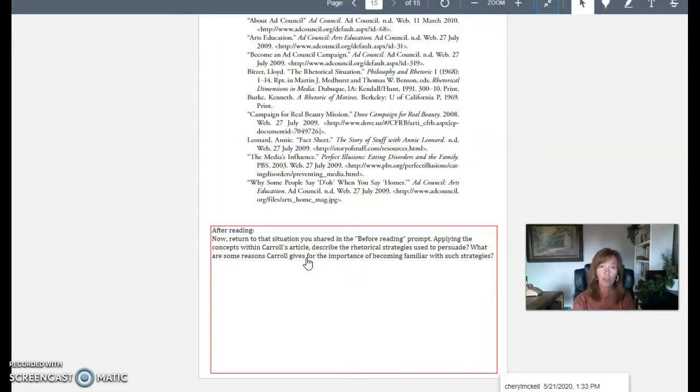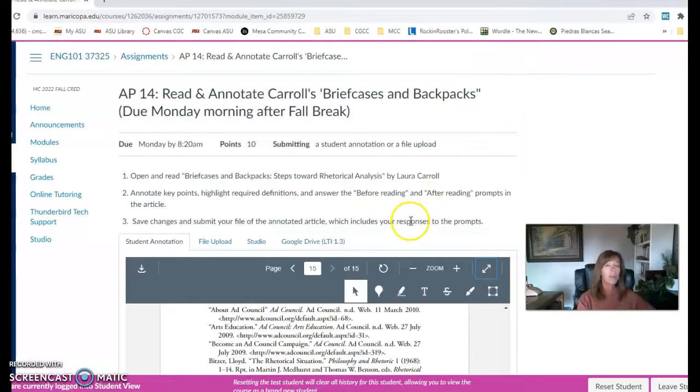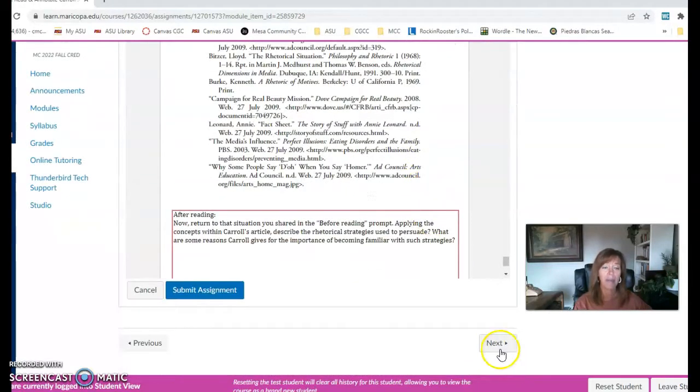Okay, so for this, you're doing the before reading prompt, you're highlighting, finding those definitions, and then an after reading prompt. So look at those definitions, write that out. We're going to have a little quiz over them when we get back together because they are so important. Okay, so that's due Monday night. Wednesday, yeah, I want to leave it Wednesday night.